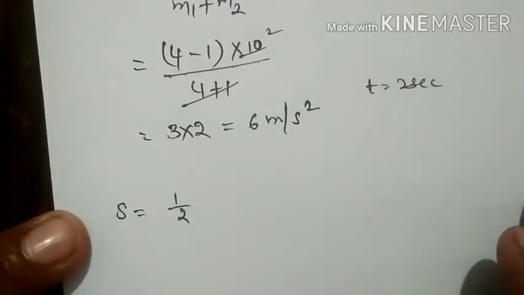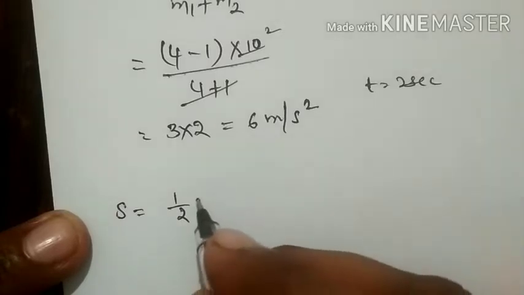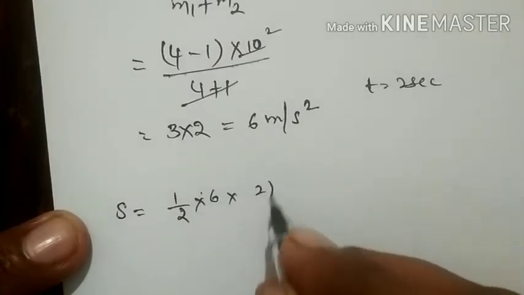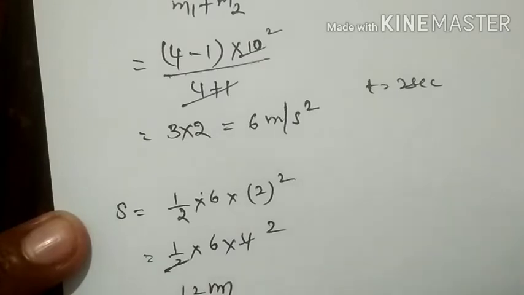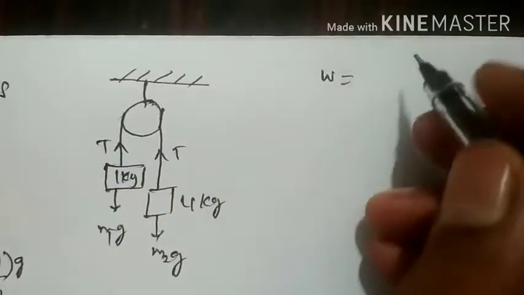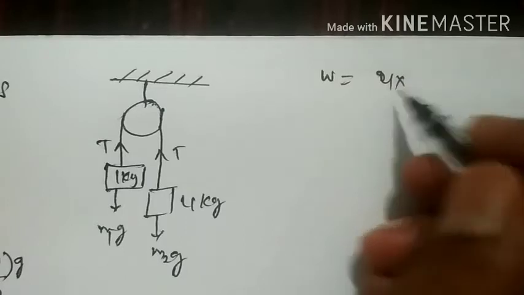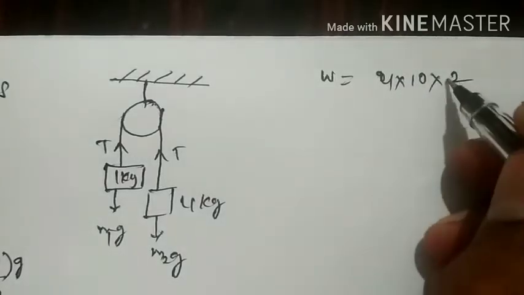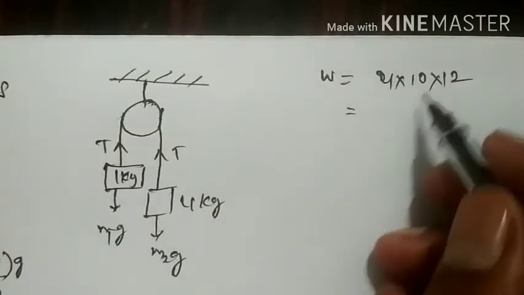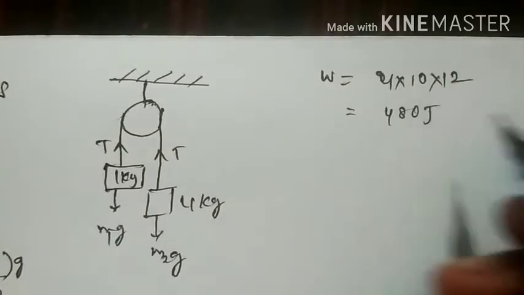So in the problem, if you observe, the time interval is 2 seconds. So acceleration is 6, and the displacement is half into 6 into 2 squared, which is half into 6 into 4. So displacement is 12 meters. So what is the work done by the gravitational force on the 4 kg block? Mass is 4, acceleration due to gravity is 10, and the displacement is 12. So here it is 480 joules.